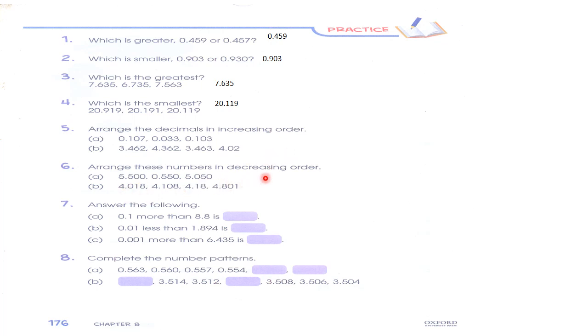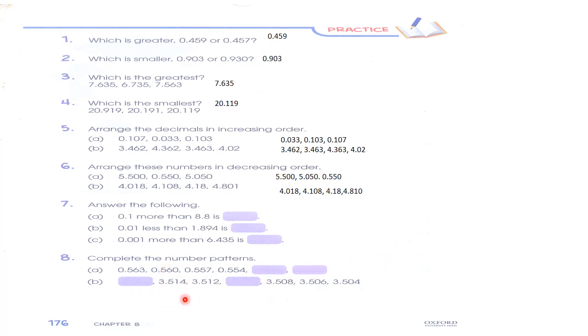Arrange the decimals in increasing order. This I have written, and you should concentrate and see why I have written this in increasing order. And this one, right? Arrange these numbers in descending order. Descending order means decreasing. These are decreasing, and again this is decreasing.